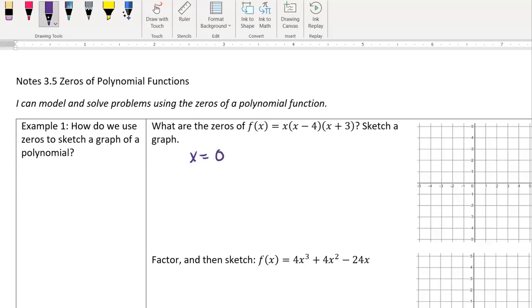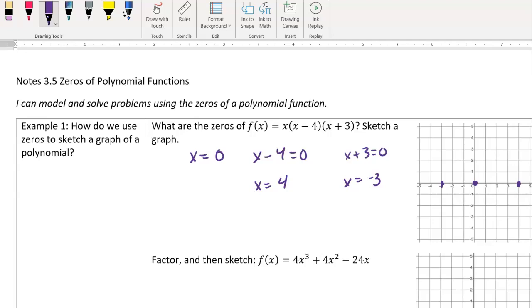So including the x, if I just set x equal to 0, I just get x equals 0. If I set x minus 4 equal to 0, and x plus 3 equal to 0, we just simply add 4 to both sides for this one, subtract 3 from both sides for this one, and we get our zeros. So our zeros would be at 0, at positive 4, and at negative 3. Now, we need to figure out what's happening where the graph intersects and hits each of those zeros.